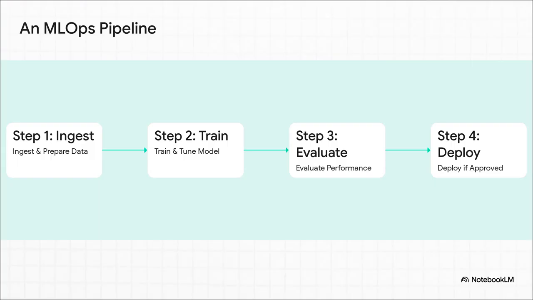At its heart, an MLOps pipeline is pretty simple. It takes all those manual steps a data scientist does, getting the data, training the model, checking how well it works, and then deploying it, and turns it all into a single automated workflow. This is the connective tissue for the whole platform. It's what makes the entire process repeatable, reliable, and trustworthy.